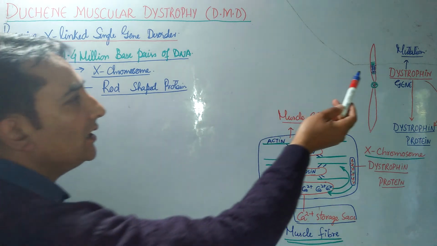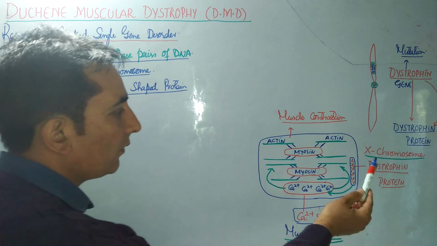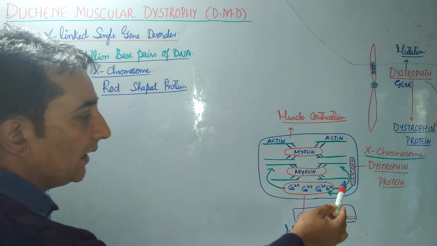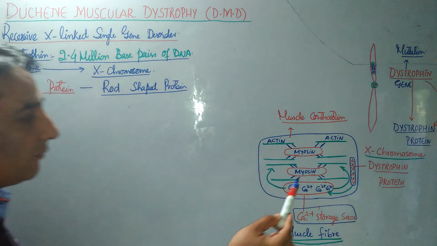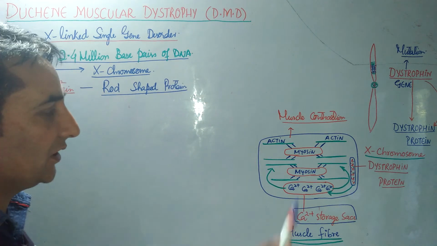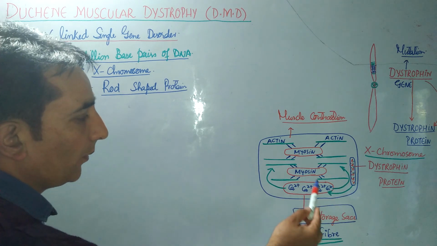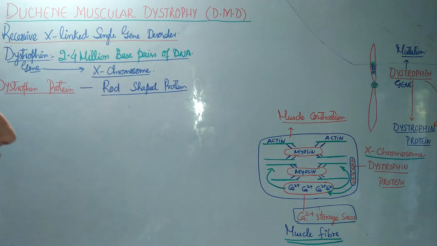So when this gene undergoes disorder, a single gene disorder, the dystrophin protein is not formed. The dystrophin protein uses its function to relay the signals to the calcium storage sacs, helping in the release of calcium from the calcium storage sacs, which is important for muscle contraction. When this gene undergoes mutation, the dystrophin protein is not formed. The calcium ions will remain inside the calcium storage sacs and will not get released.